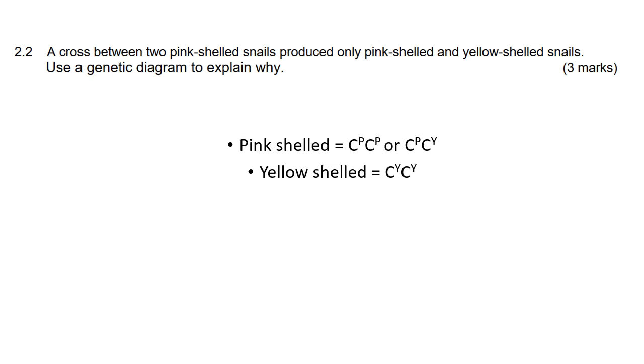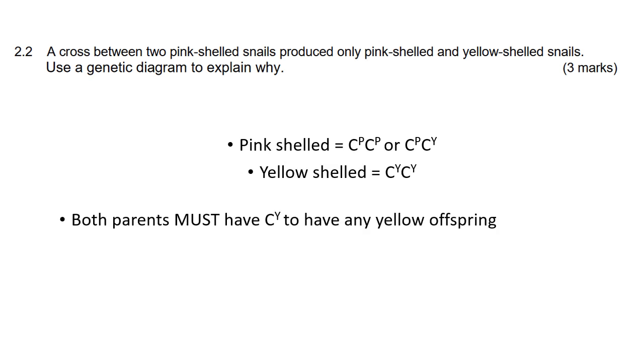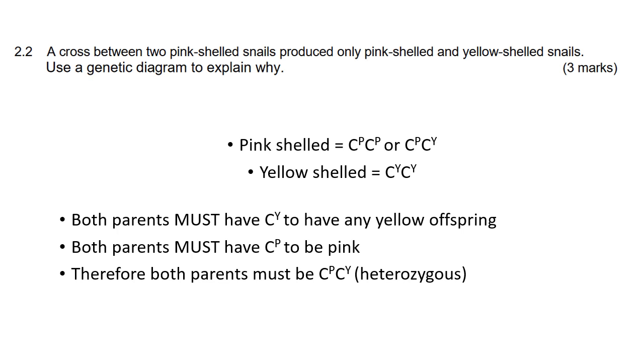Now, how do we narrow that down further? Well, we know that the offspring that are yellow have to have 2 yellow alleles. So that means one of the yellow alleles must have come from one parent and the other must have come from the other parent. That means both parents have to have a yellow allele. So quite simply, we know that they both have a yellow, definitely, but they both must also have a pink allele because they are actually pink in terms of their phenotype. So they've got to have one yellow and they've got to have one pink. So we instantly know that both parents are heterozygous, pink and yellow.